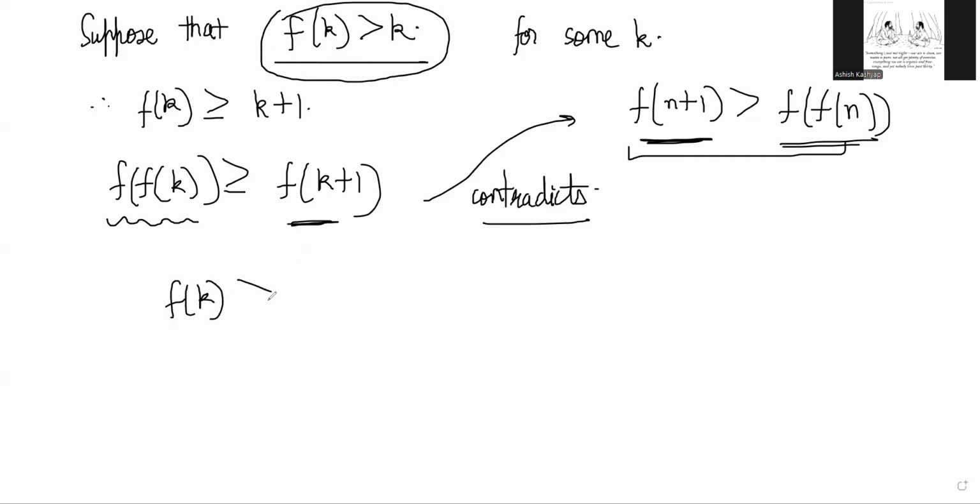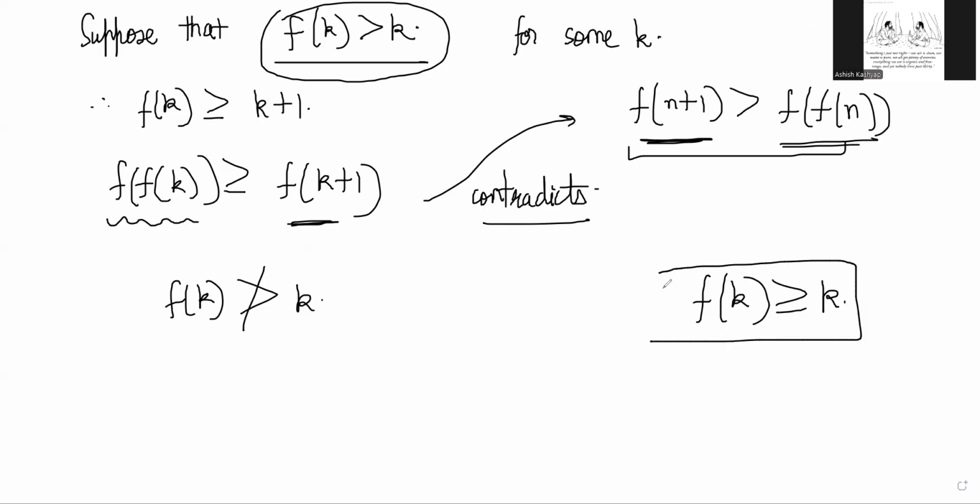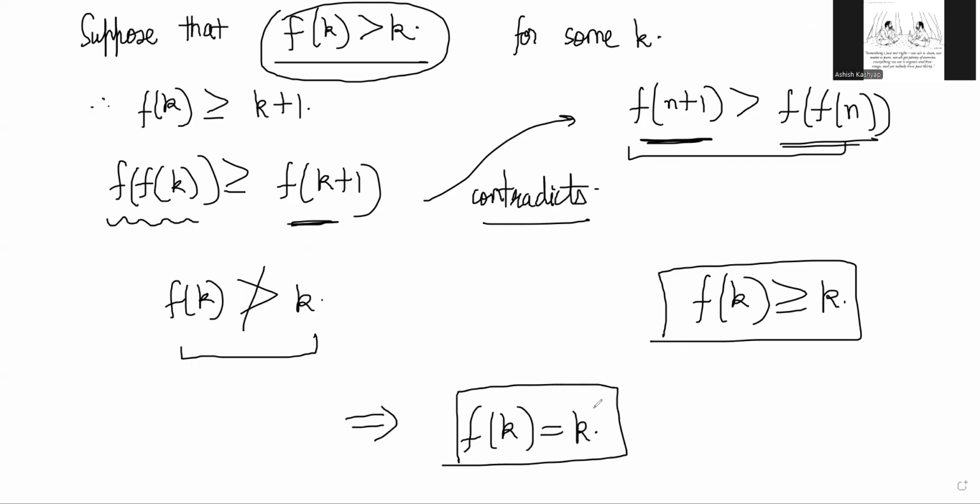F of k is not greater than k, right? But earlier we had established that f of k is greater than or equal to k, right? So with this contradiction, we can now claim that f of k must be equal to k for all natural numbers, right? So basically what we are doing is we are using well ordering to first of all say that f of 1 is the minimum element of the entire set.